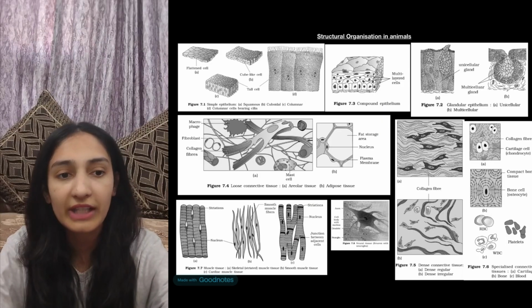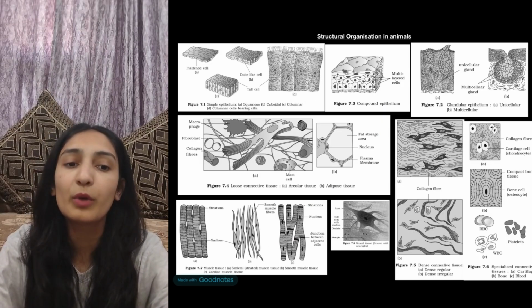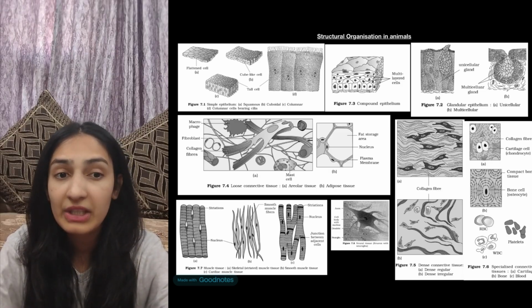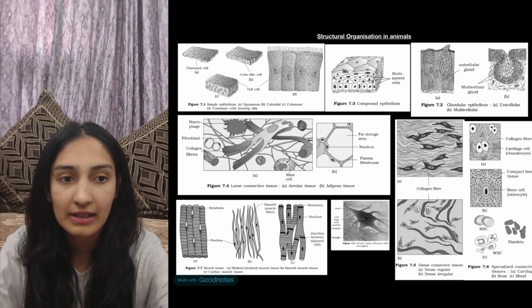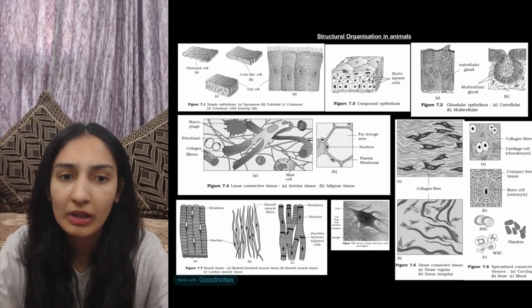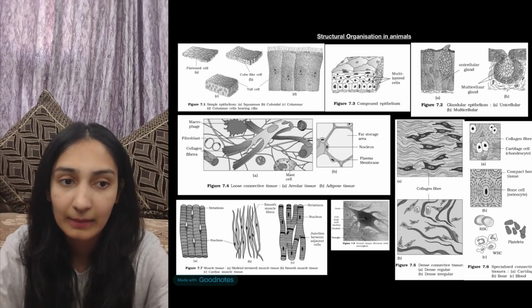Now, moving on to the next, we have structural organization in animals. Figure 7.1 displays simple epithelium. Look closely. A depicts squamous cells, that are flattened cells. B depicts the cuboidal cells, which are cube-like cells. C depicts the columnar cells. And D depicts columnar cells bearing cilia.